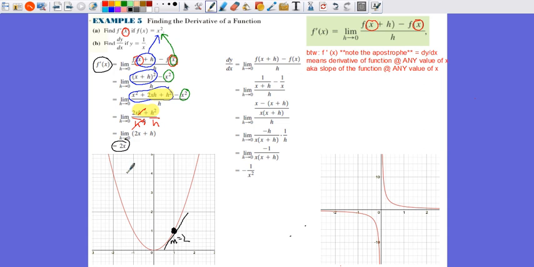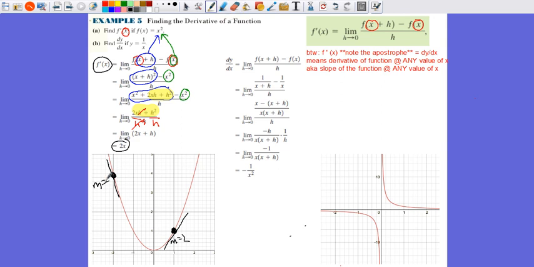Now, what is the slope when x is negative 2? Let's plug in negative 2 to the 2x. 2 times negative 2 is negative 4. So this slope is negative 4.